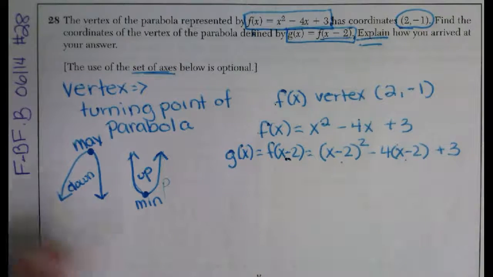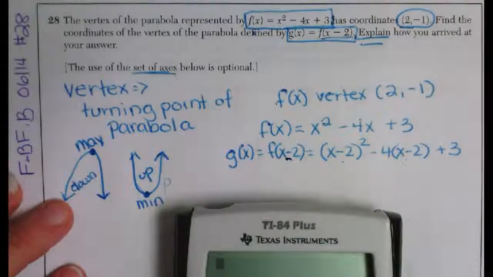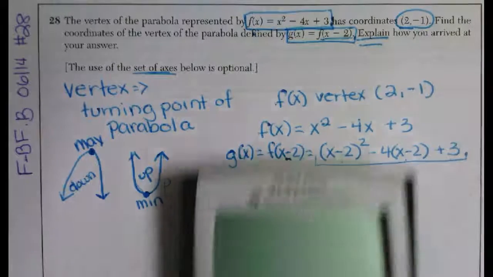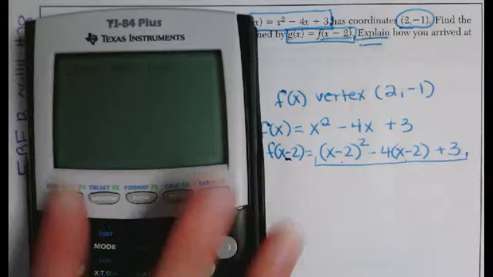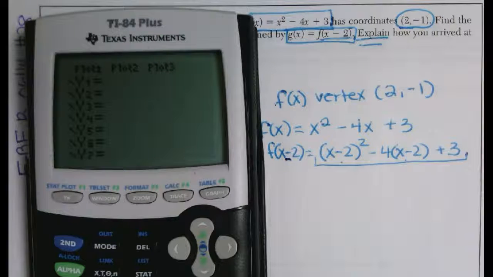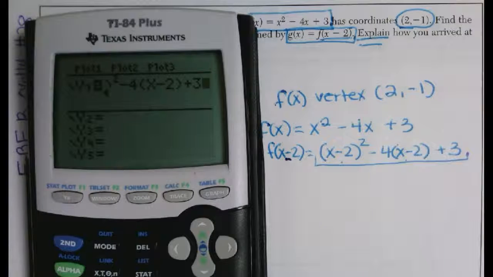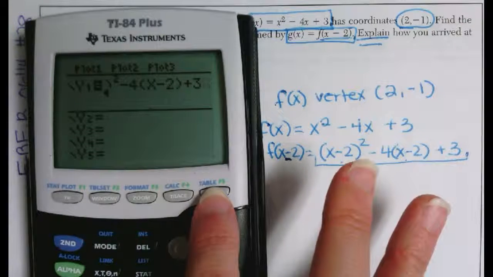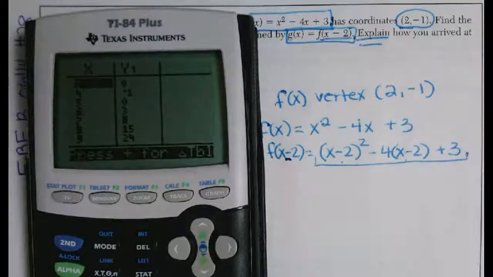Now, you don't have to do any more pretty math. We can take that equation right here, and we can plug it right into y equals of the calculator. So here's my calculator. I'm going to hit y equals, and I'm going to plug it in exactly like this with all the parentheses. So I have parentheses x minus 2 parentheses squared minus 4 parentheses x minus 2 parentheses plus 3. Now I love tables, so I'm going to hit second graph, which is where it says table in blue. Now I see my table.